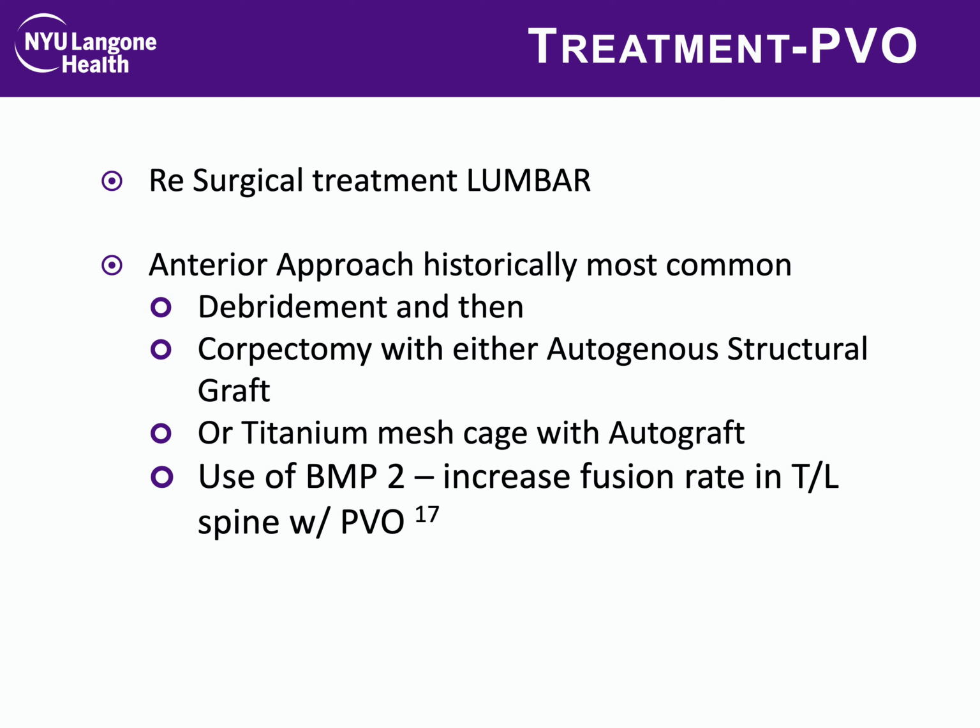Surgical treatment for lumbar PVO is historically done through an anterior approach with debridement, corpectomy of the involved segment or segments, with structural autograft or titanium mesh cage used to rebuild. BMP2 was found to increase fusion rates with patients who have thoracolumbar PVO.